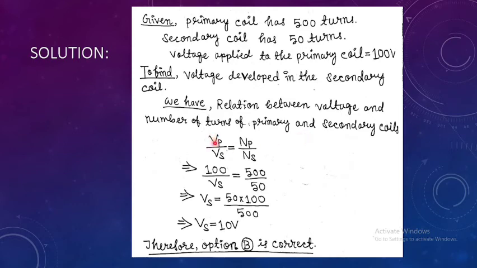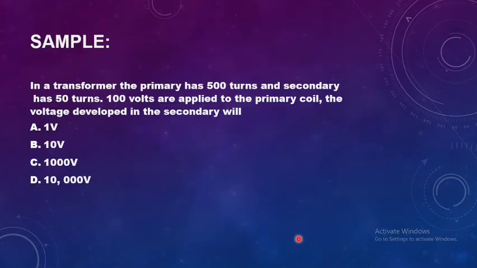So the primary voltage divided by the secondary voltage is equal to the primary turns divided by the secondary turns. So just substitute the value. So we have the secondary voltage of 10 volts. So therefore, the option B is correct. So that is 10 volts. B, 10 volts.